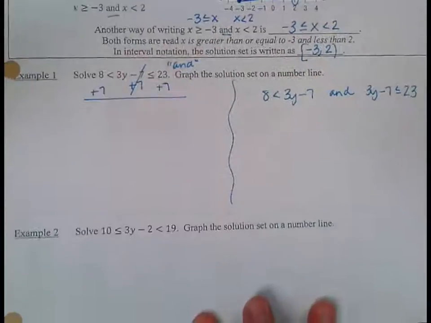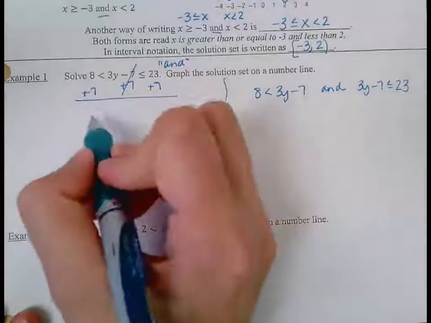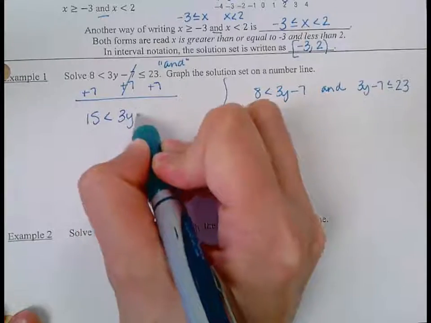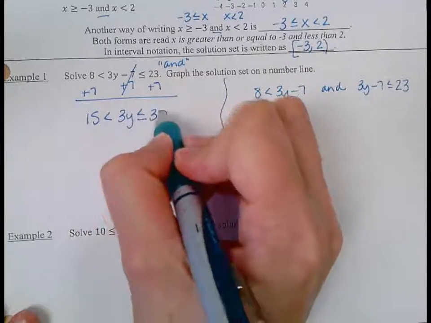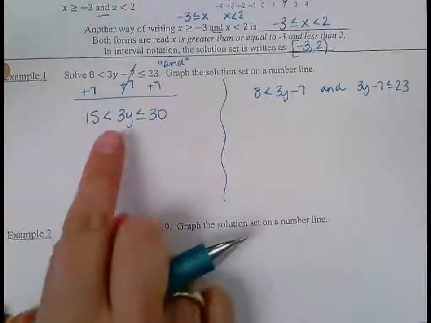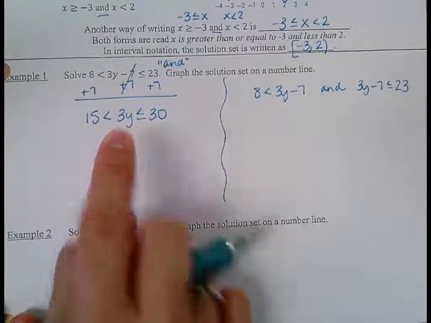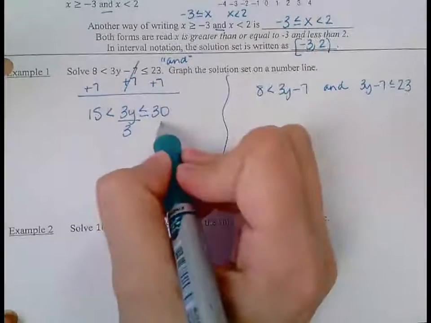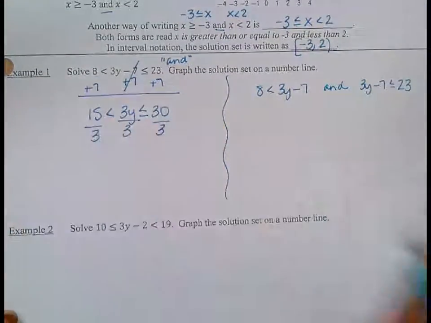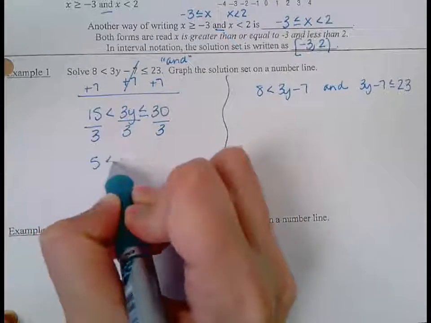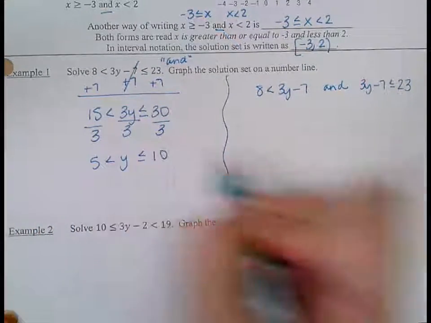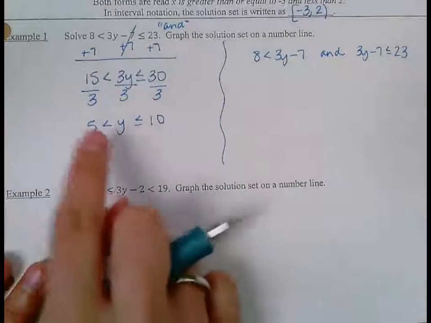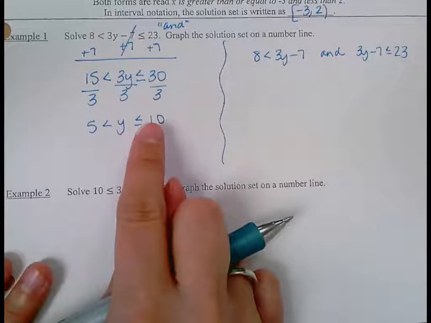So it cancels out in the middle. 8 plus 7 is 15. Bring down the less than symbol. 3y is less than or equal to 23 plus 7, which is 30. And then the last step to get y by itself in the middle, divide by 3. And then I have to divide the two sides by 3 as well. So 5 is less than y is less than or equal to 10. So this is your answer.